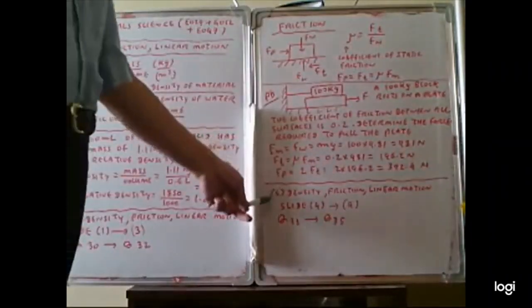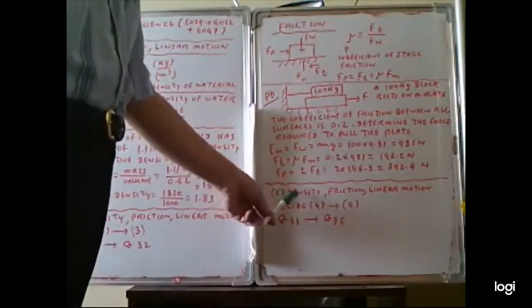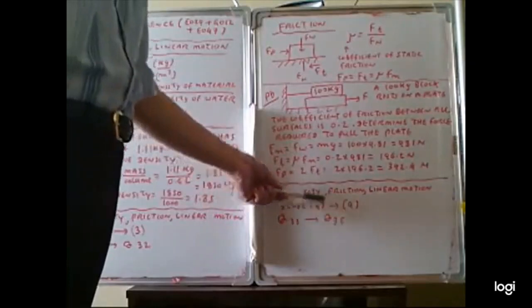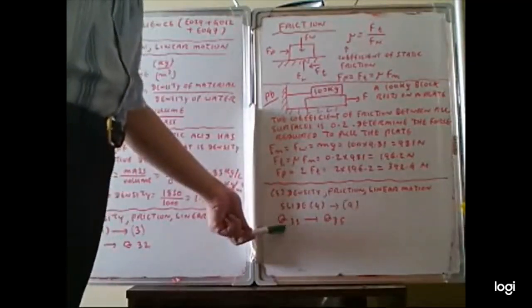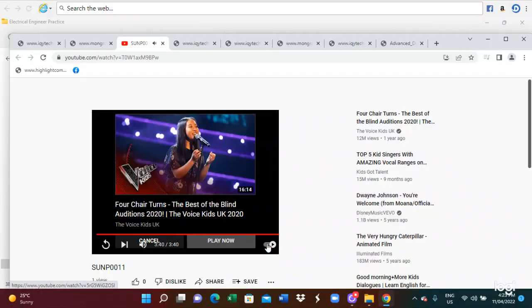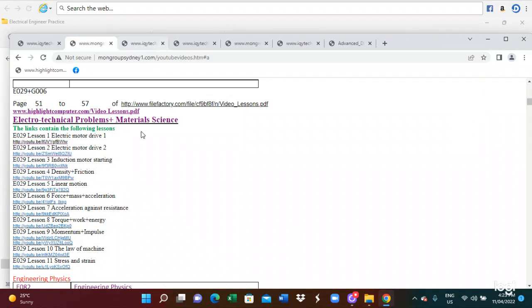Based on this, those are examples from the theory. You study topic 5, density, friction, linear motion. Study slides 1 to 9. Do the exercise at question 33 to question 35. And linear motion.